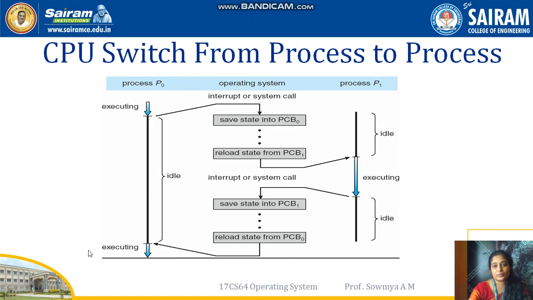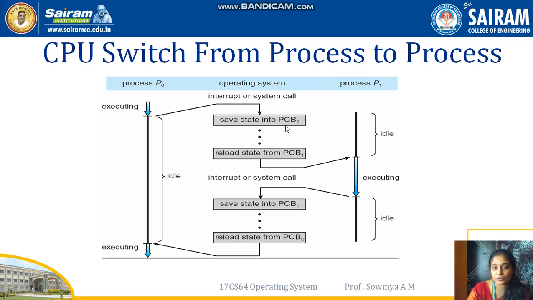Next one is CPU switching from one process to another process. How does a CPU switch from one process to another process? So if a process P0 was executing and an interrupt is generated, let it be input output interrupt or some interrupt, then process P0 with the help of that interrupt will go to the idle state until that interrupt finishes its execution. So interrupt or system call happened from process 2. What happens to process 1?